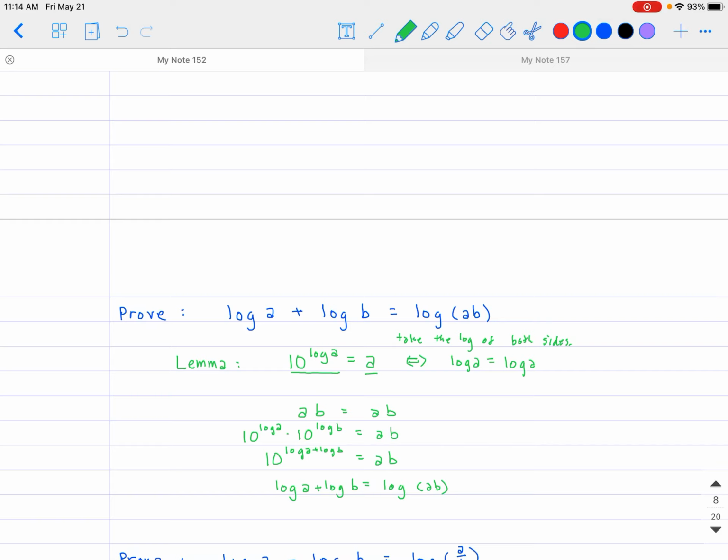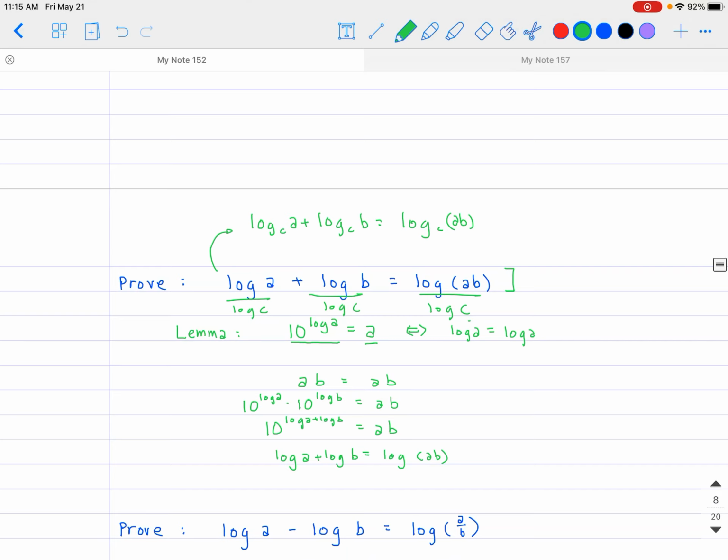Okay. And we can actually make this a little bit stronger by doing the following. If I take our theorem over here, which we just proved, I'm going to go ahead and divide everything by the log of c, and then this guy over here, divide by the log of c, then that gives us something that's a little bit stronger. That gives us the log base c of a plus the log base c of b is equal to the log base c of a times b. So we're no longer restricted to base 10. We can just use any kind of base that we actually want. Okay. So there it is. That's the big one right there.